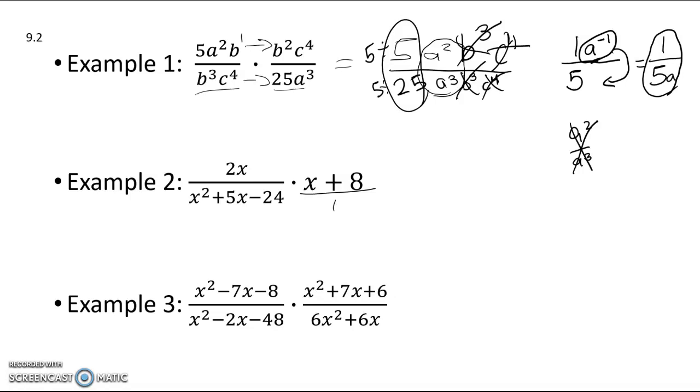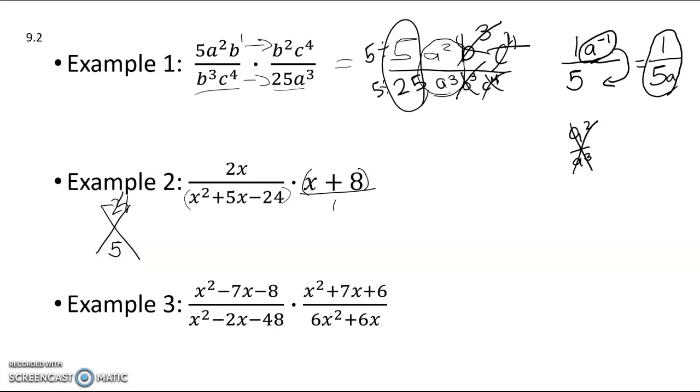Now, just like I did with 9.1, I'm going to put parentheses around the addition and subtraction, the x plus 8. There's no addition and subtraction up here in 2x, so I don't have to worry about that. I'll do that as well with this x squared plus 5x minus 24. I see that's a trinomial, so I'm going to set up my little diamond with the 24 and the 5, and try to factor that.